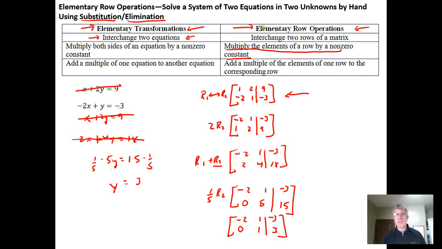So again, these are the big three elementary row operations. Interchange any two rows of a matrix. It's okay to do. You haven't impacted the solution set. Multiply any row by a non-zero constant. It's okay to do that. Add a multiple of the elements in one row to the corresponding row. You can add one row to another and replace the results with that addition. So that's the elementary row operations. Next video, we're going to see how to use elementary row operations to solve a system of equations.